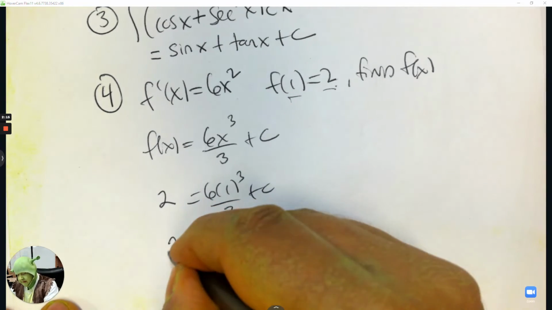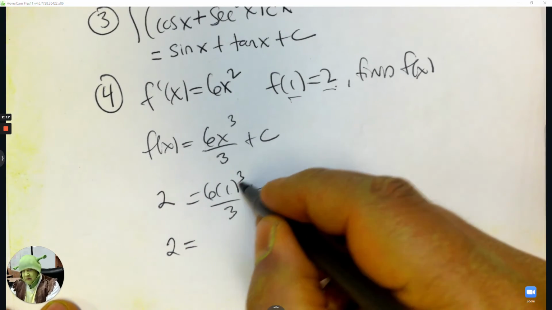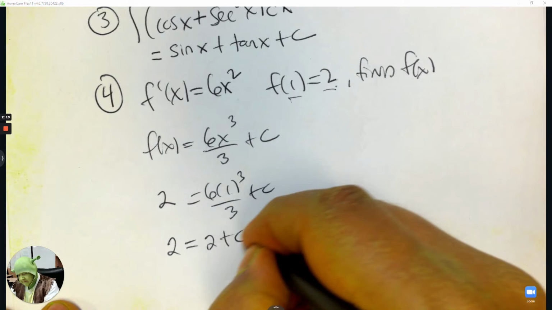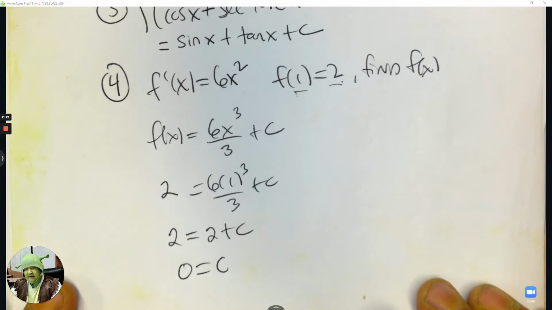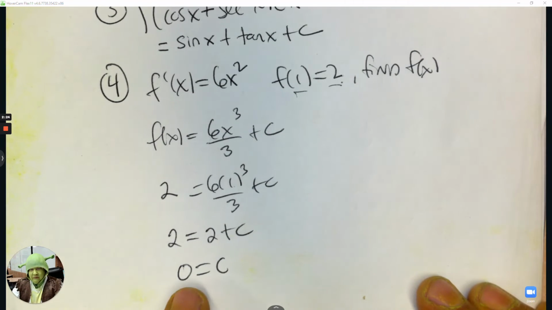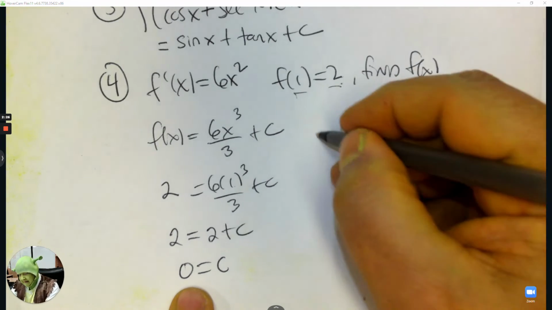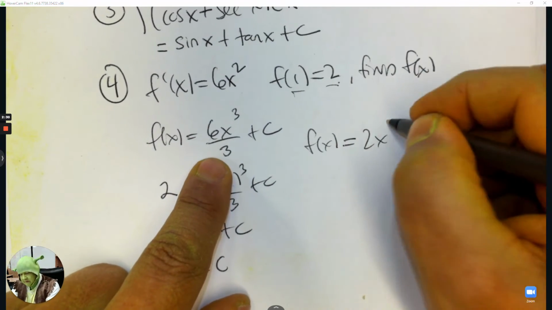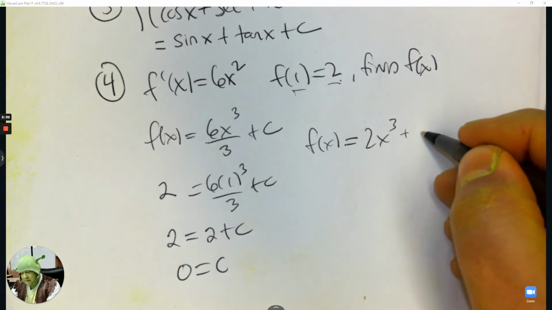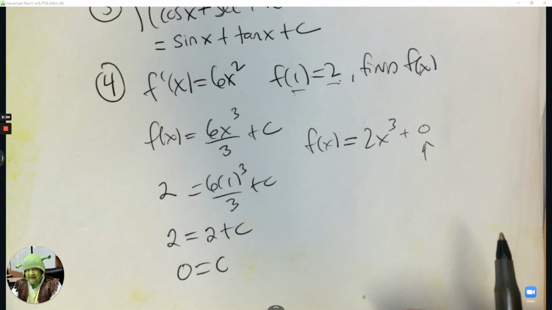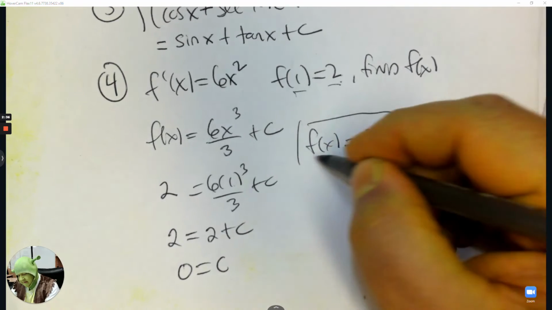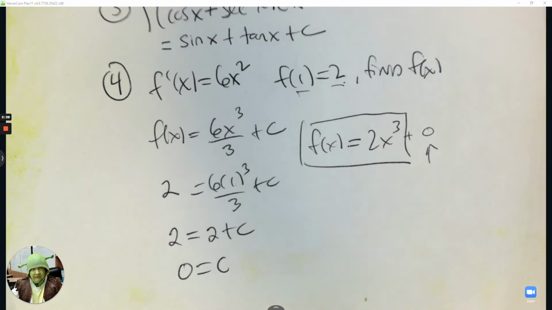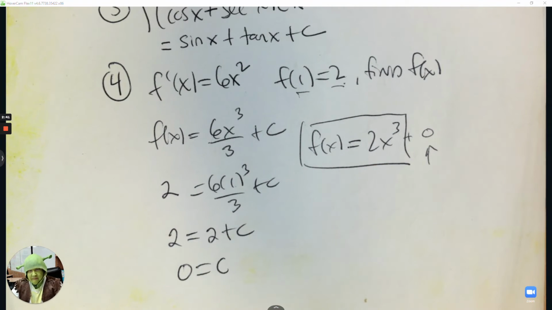I think that's appropriate. So 1 cubed is 1 times 6 divided by 3, and then subtract 2. And in this case, c is equal to 0. So f of x then would be, and we can simplify this down to 2x cubed. And we don't need to do that, but whatever that number is, you would add it at the end. In this case, plus 0 doesn't change anything. But if it was a different number other than 0, you go plus or minus whatever that number is, and that's how you find it.